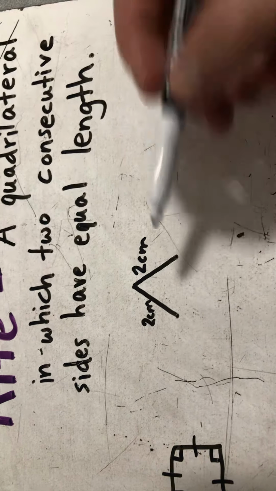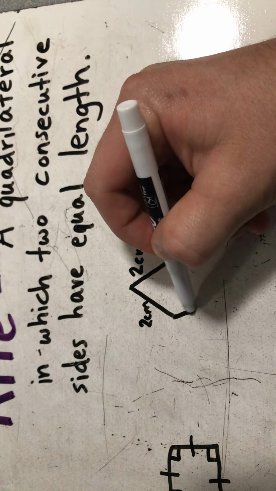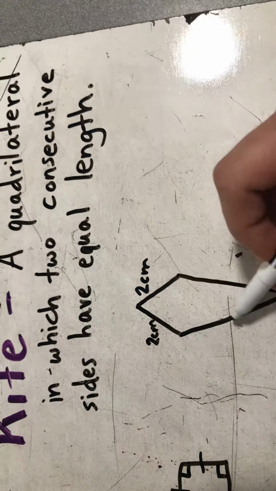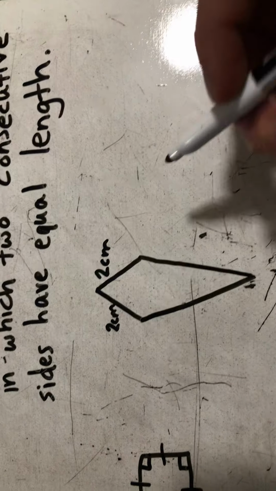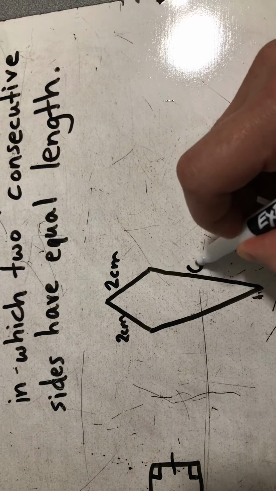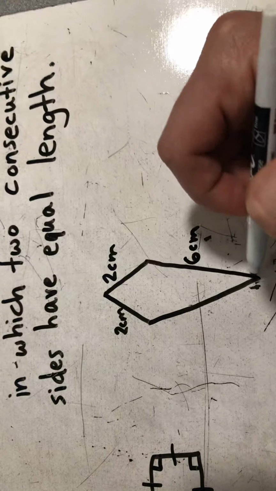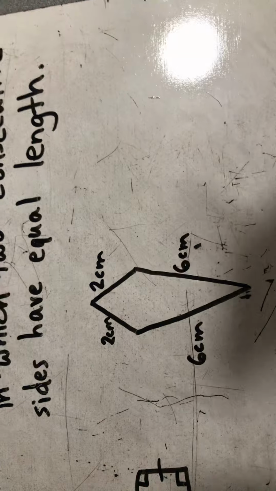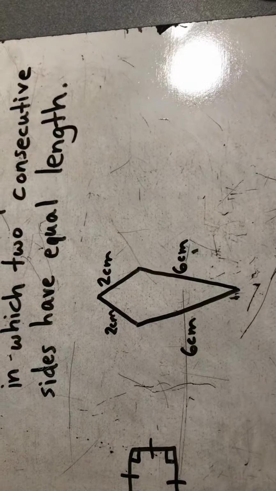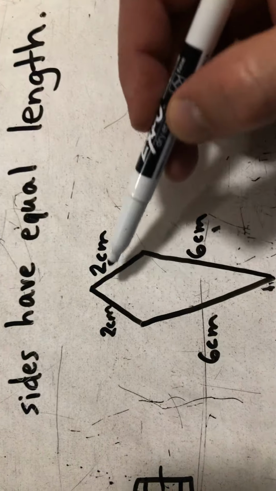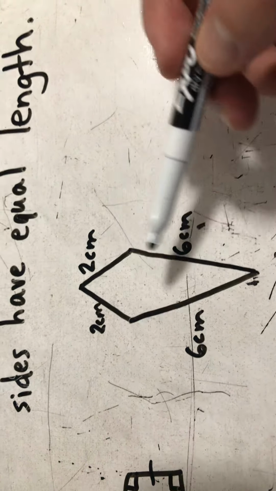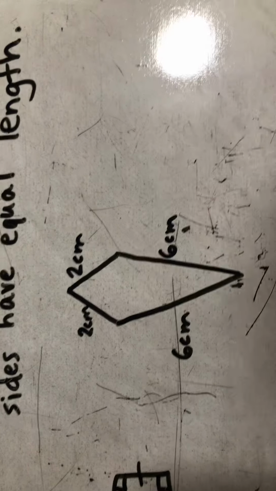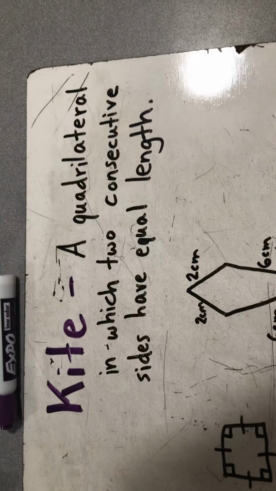And then, to make this a kite, we'll draw longer side lengths. There's the third side, and then there's the fourth side. And then these two side lengths need to be equal measure as well. So we'll say that's 6 centimeters from there to there, and then over here, this will also be 6 centimeters. So a quadrilateral in which two consecutive sides have equal length, and the other two remaining sides are of equal length as well. That is the definition of what a kite is.